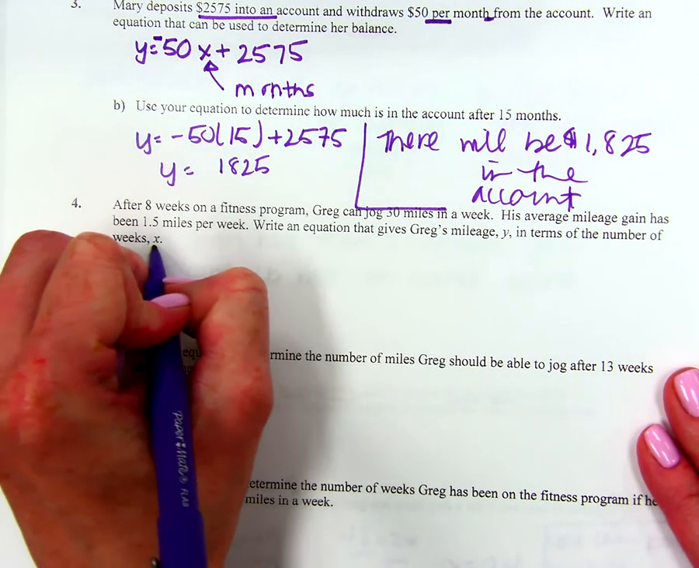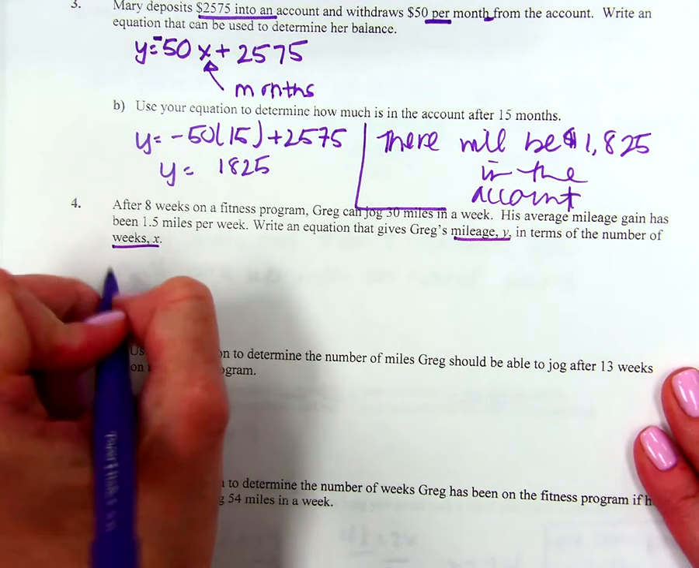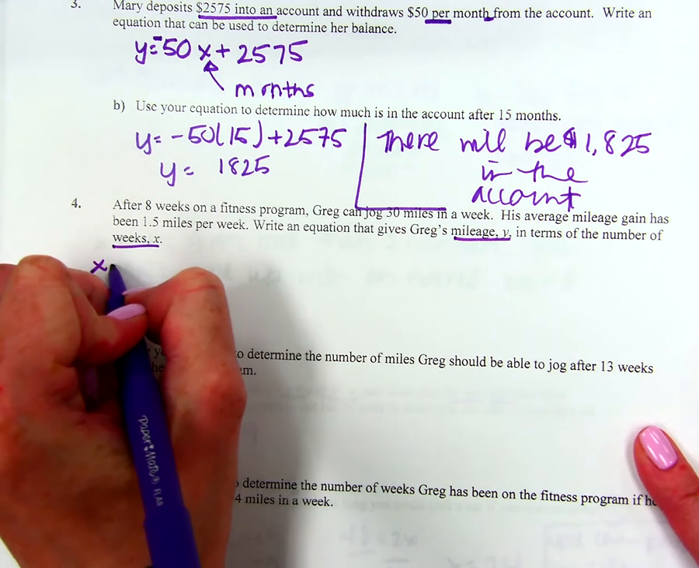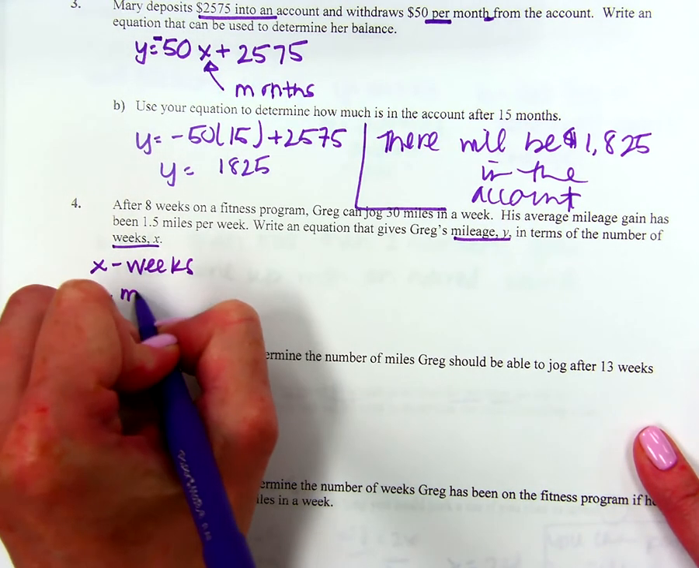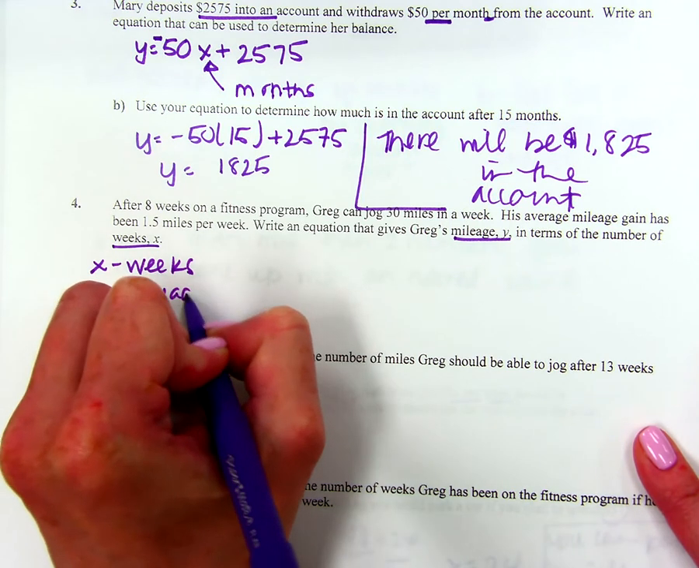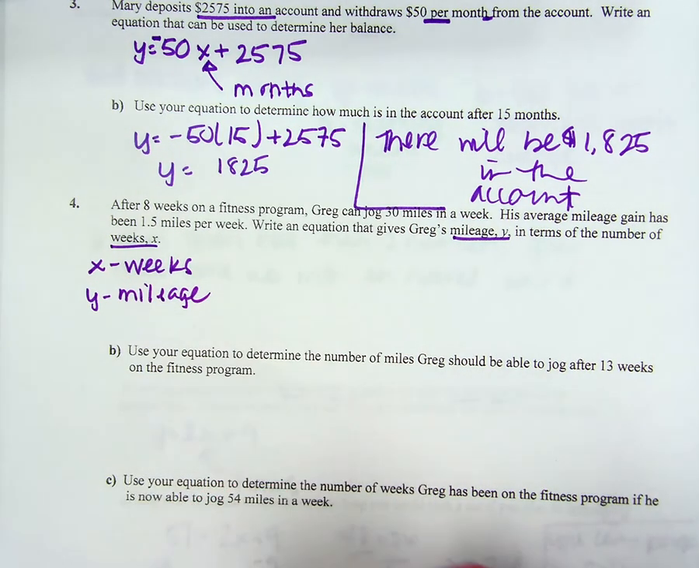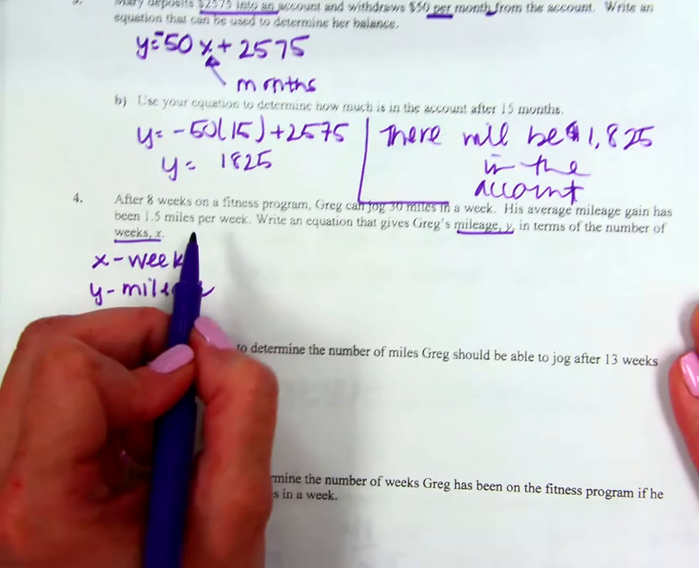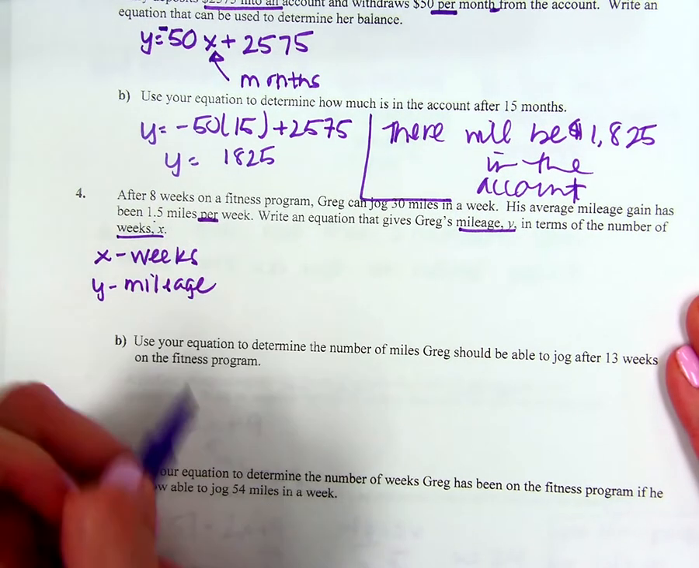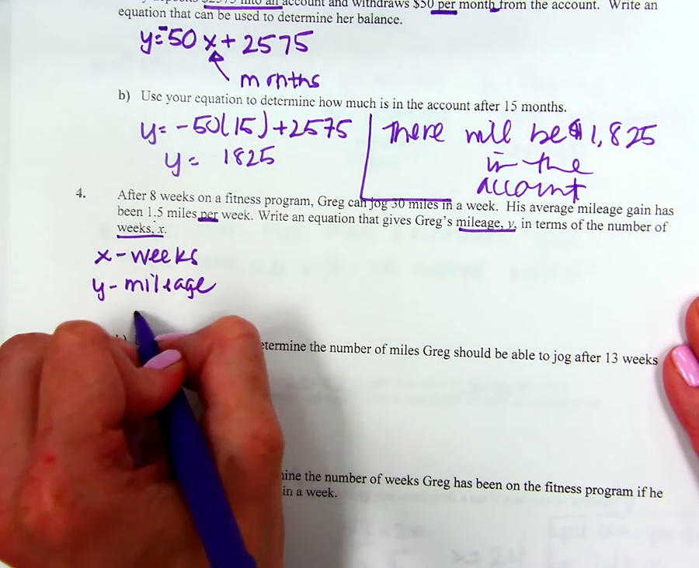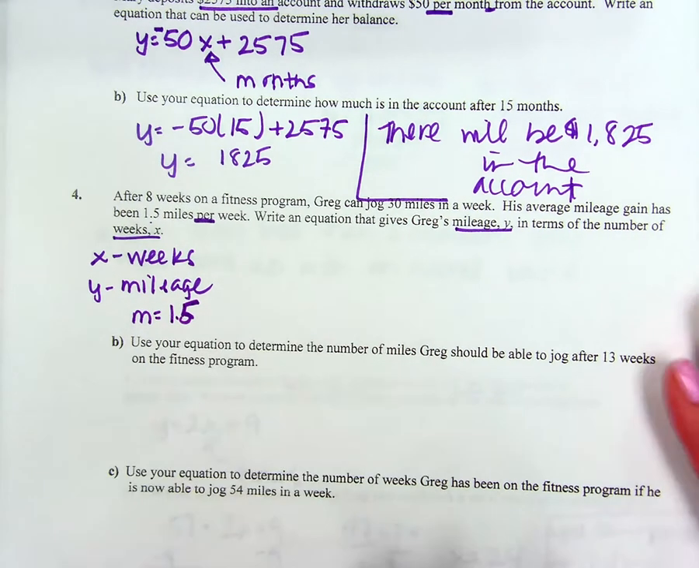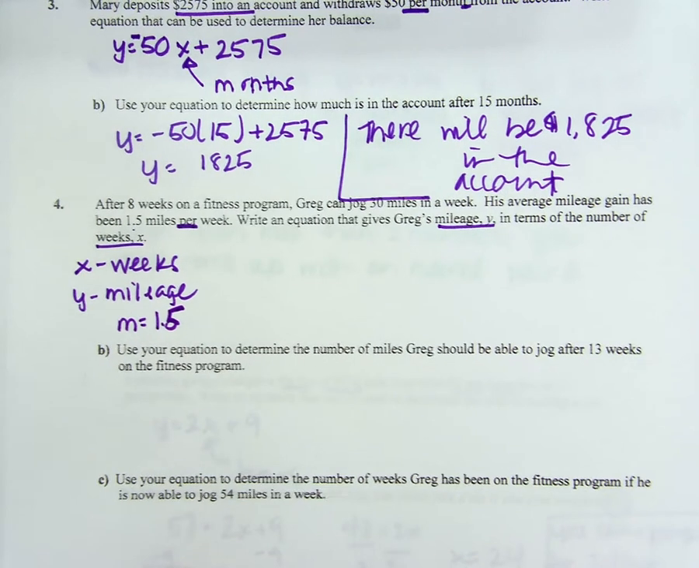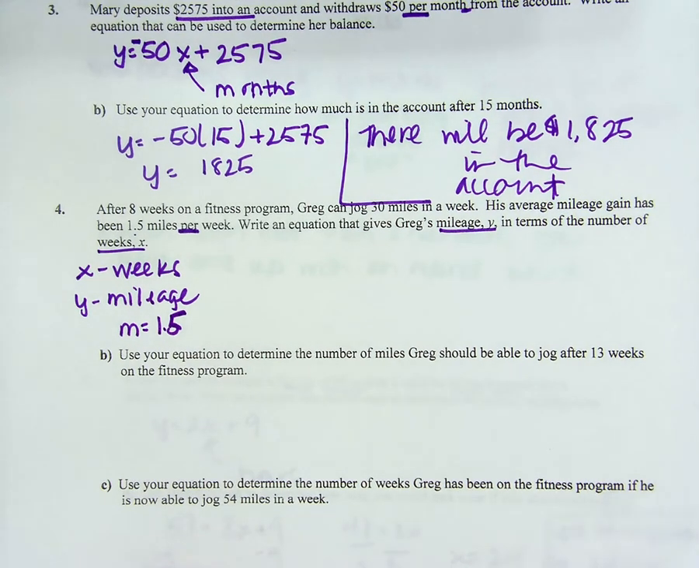So I'm just going to rewrite the information given to me in that last sentence. So I have x is going to be my weeks, and y is going to be my mileage. So if we look at the equation here, the slope given to us is 1.5 miles per week. So we know our slope, or our m, is going to be 1.5. However, we don't have a y-intercept from the information given to us, so we need to determine that.